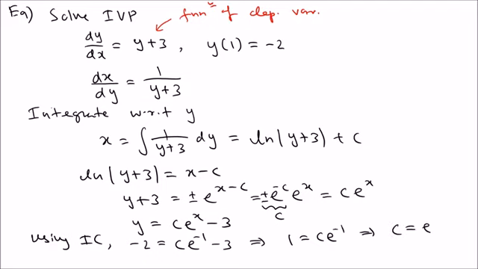So if you plug in C = e, what's going to happen? y = e times e to the x minus 3. Then you can combine them because e means e to the 1. So if you combine that, you're going to get y = e^(x+1) - 3. So that is the solution.